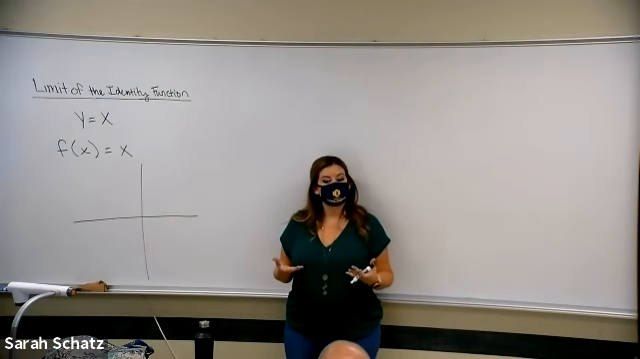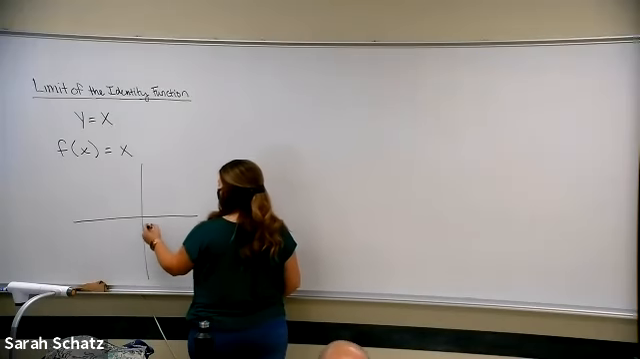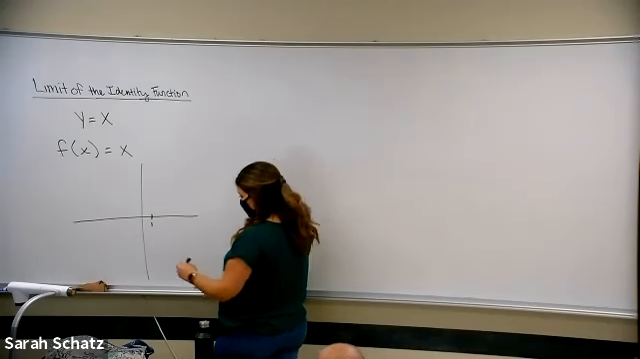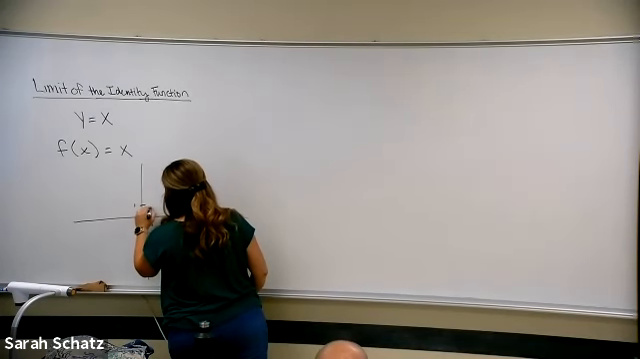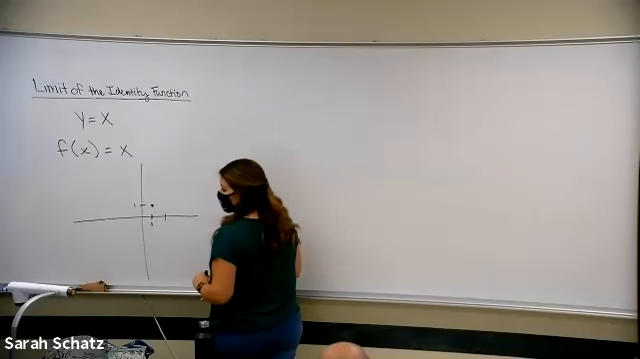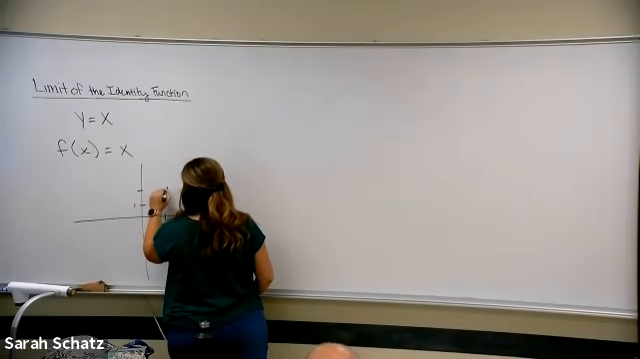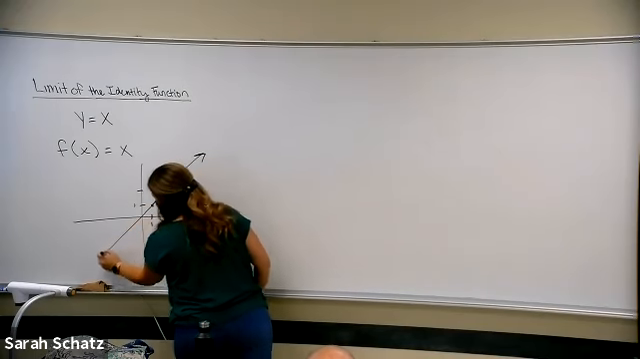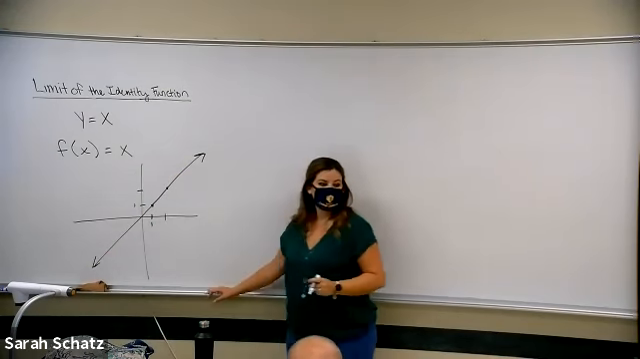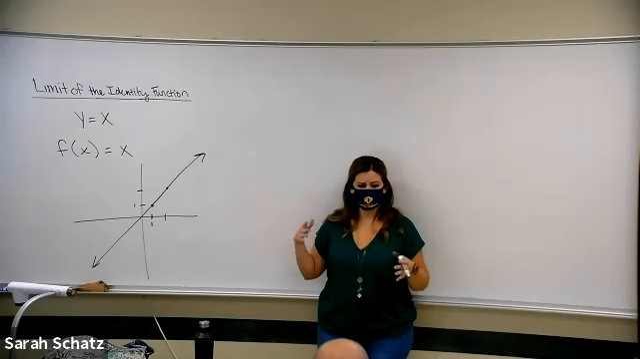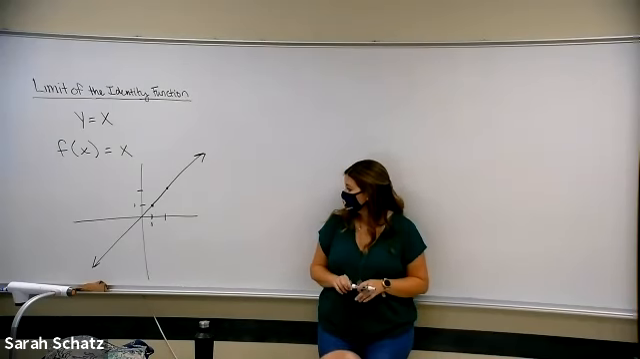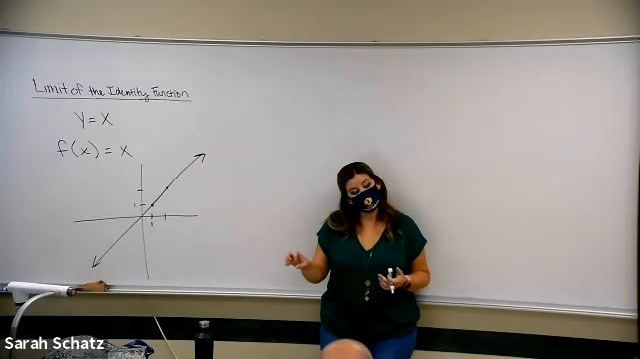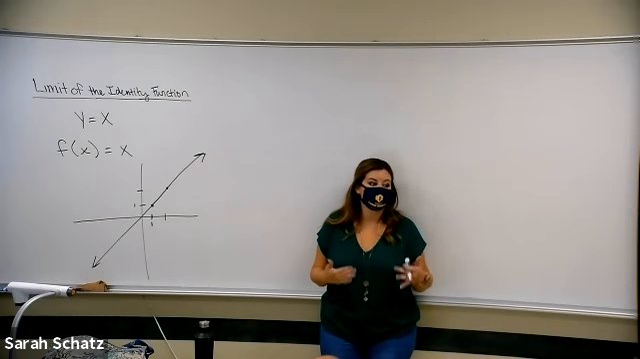If y and x are the same, well, if x is 1, what's y? 1, because they're the same. What about if x is 2? Then y is 2. You guys, what we get is a line with a slope of 1 that goes straight through the origin. Just your basic linear function. So this is the identity function, and it says that no matter what you choose for x, y is going to be exactly that same thing.